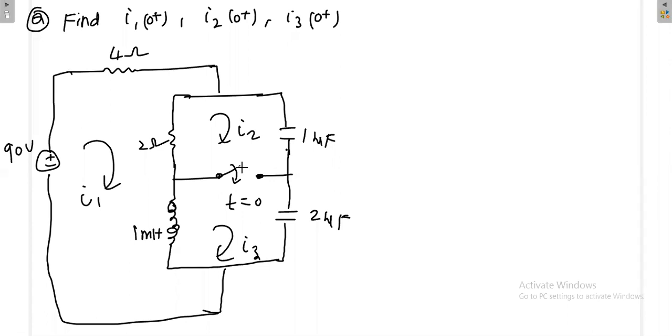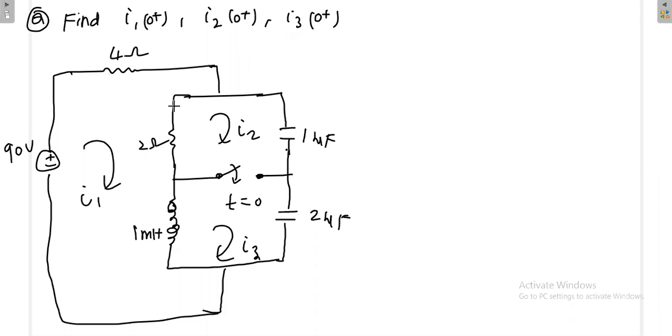Just before closing the switch. At t equal to 0 we are closing the switch. Just before closing the switch, what is the state of the circuit? Because we need the current just after switching, but we should know the state of the circuit before switching, because only then can we identify the initial condition values.